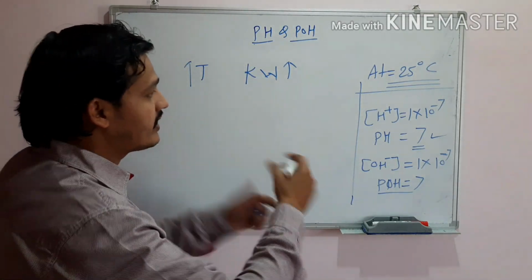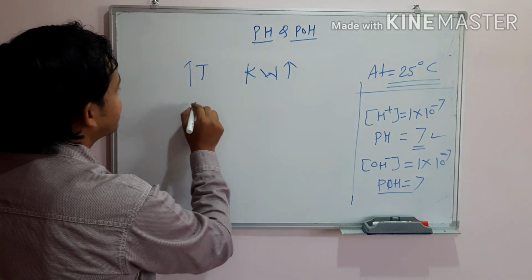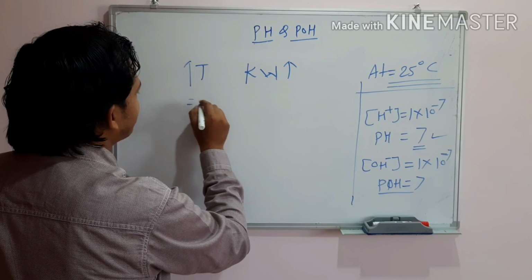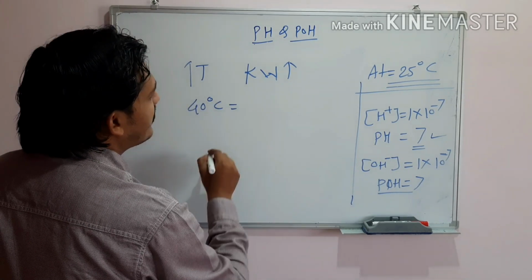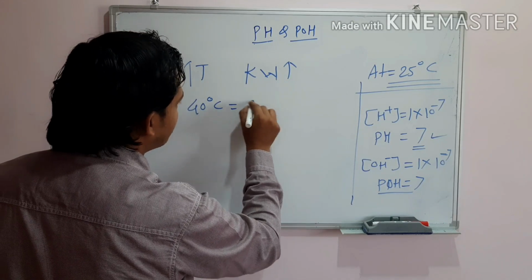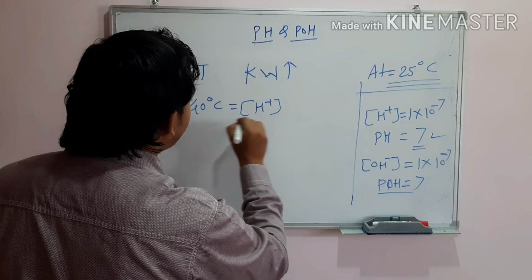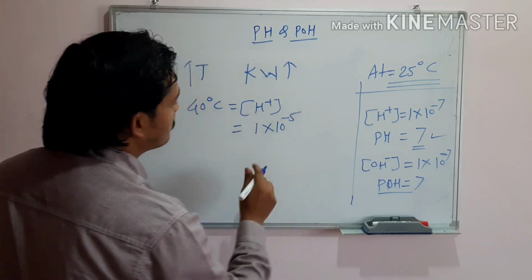Okay, so I am taking another random value. Let us consider that temperature increases, so the temperature must be 40 degrees Celsius, and the value of Kw, that is, the concentration of H plus ion, will increase. So it increases to 1 into 10 to the power minus 5.